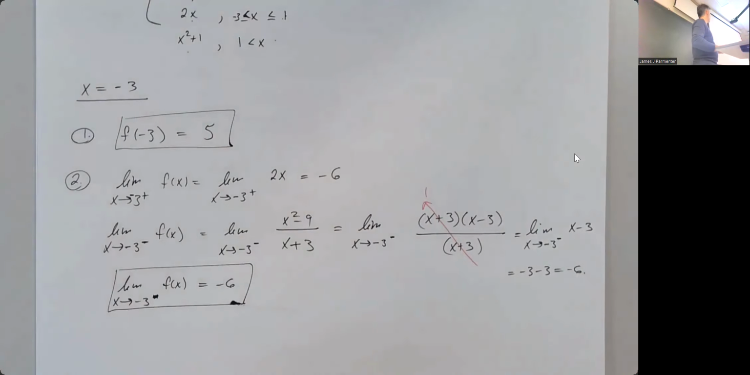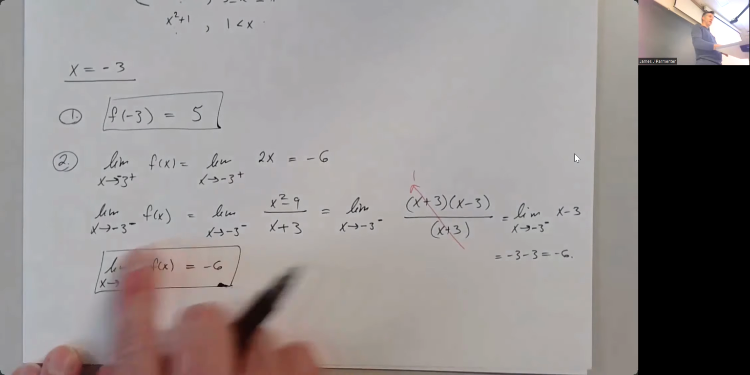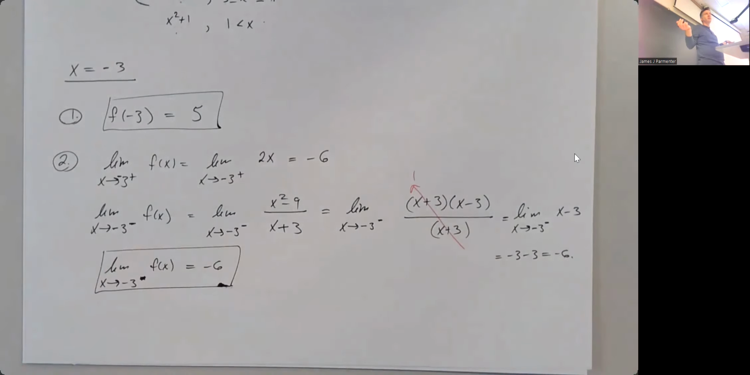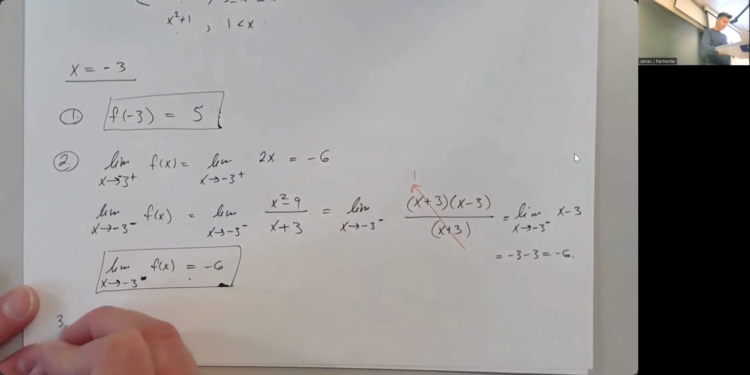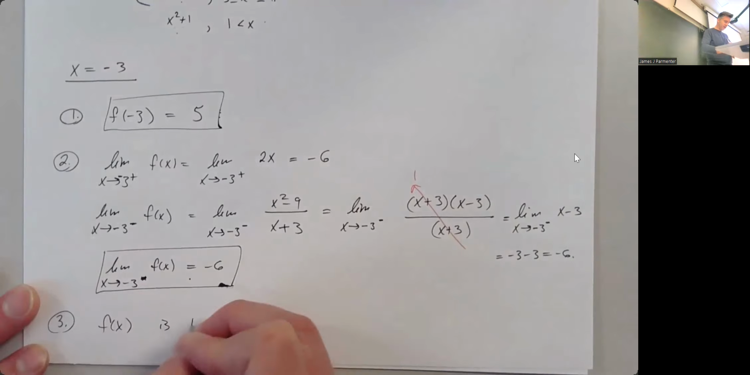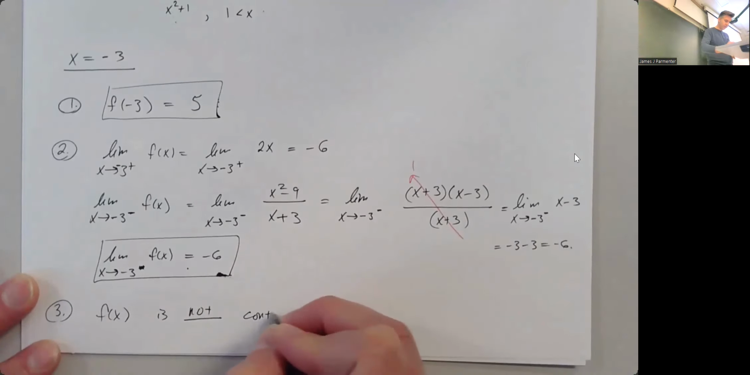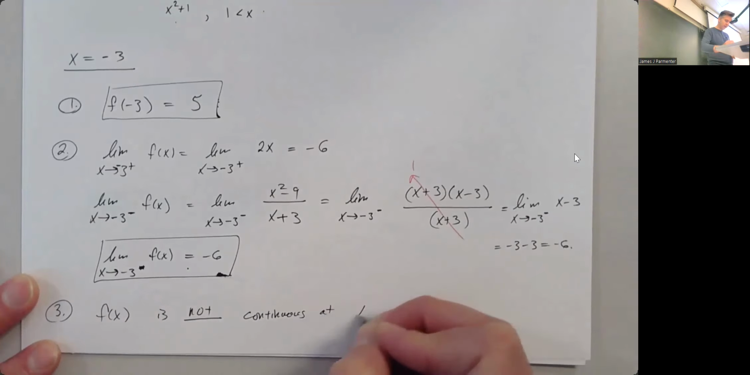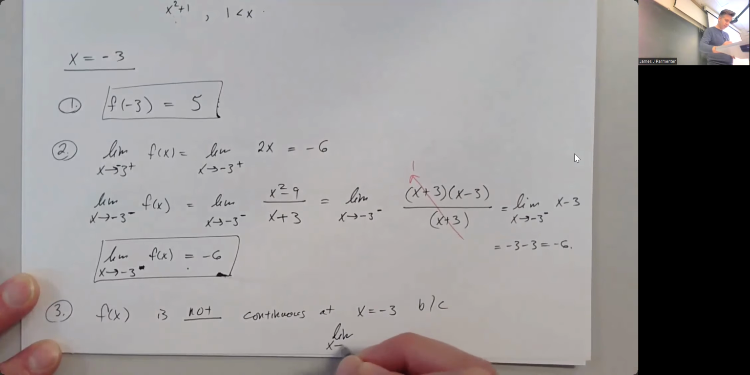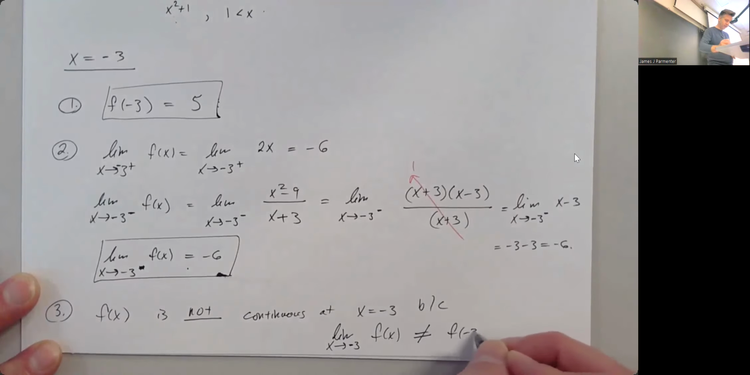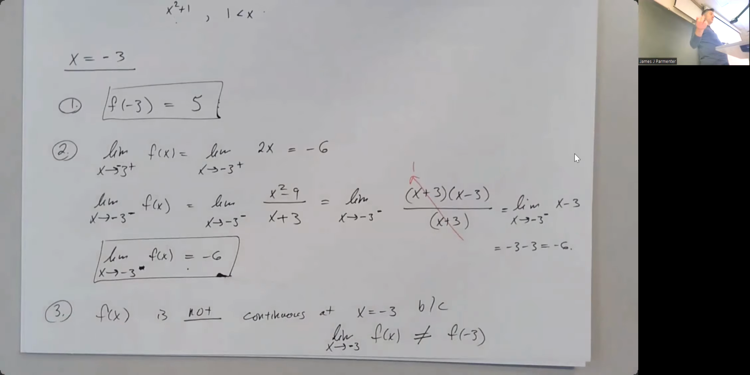The reason I mention this specifically is because a lot of times people will see this and say, oh, the limit exists, that means it's continuous, but it's not in this particular case. The limit exists, but it's a different value than the function value. So here we're going to say that f of x is not continuous at x equal to -3 because the limit as x approaches -3 of f of x does not equal f of -3. They both exist. The limit exists, it's -6. The function exists, it's 5, but they're not the same.